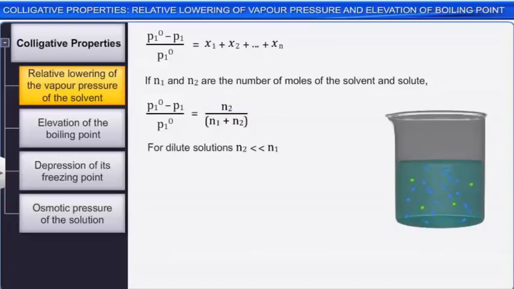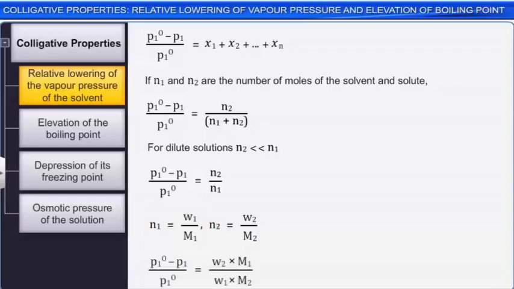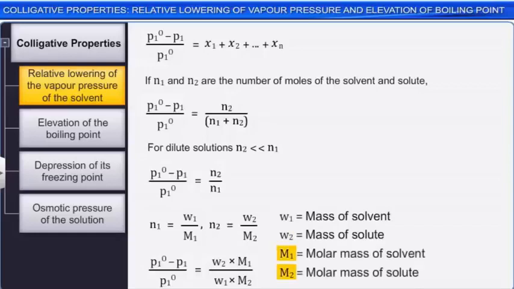If the solution is very dilute, then the number of moles of solute will be very less as compared to the number of moles of the solvent. Therefore, neglecting N2 in the denominator, we get P1 naught minus P1 divided by P1 naught is equal to N2 divided by N1. Representing N1 and N2 in terms of their mass and molar masses, we get P1 naught minus P1 divided by P1 naught is equal to W2 multiplied by M1 divided by W1 multiplied by M2, where W1 and W2 are the masses, and M1 and M2 are the molar masses of the solvent and solute respectively.